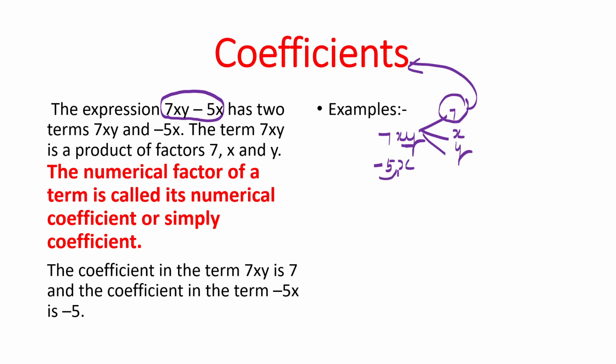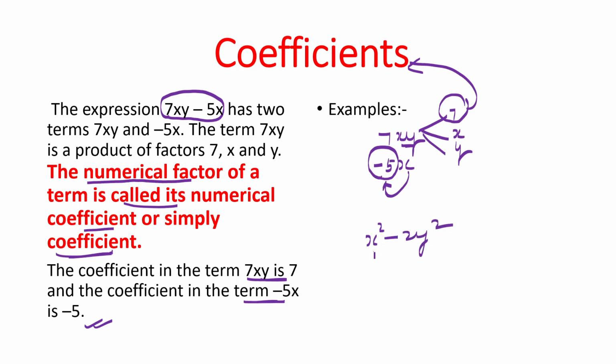In this case, what is the numerical term? The numerical term is 5. So 5 is the coefficient of x. So what is the definition of coefficient? The numerical factor of a term is called the numerical coefficient, or simply the coefficient. You have to always keep the sign in mind. So in this case minus 5. So the coefficient in the term 7xy is 7 and the coefficient in the term minus 5x is minus 5.